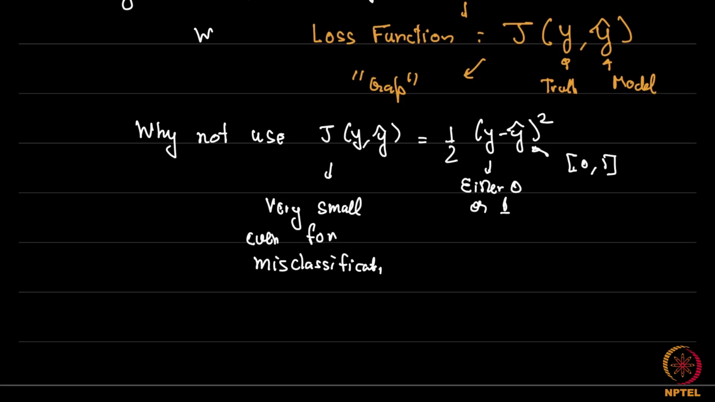Like I said, this is a rough reason. There are more technical reasons why this is true, but I am going to skip that for now. Because of that, this is not severe enough on wrong classification. So we need a model which is severe on wrong classification.